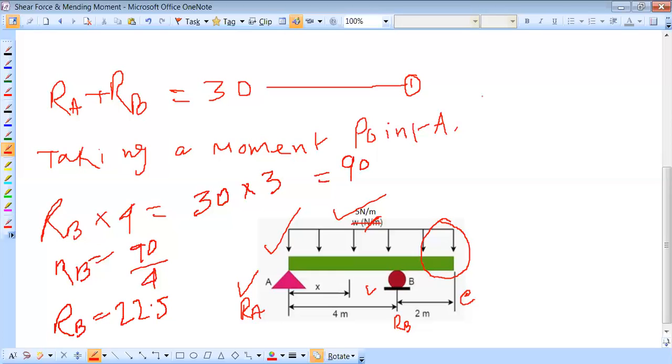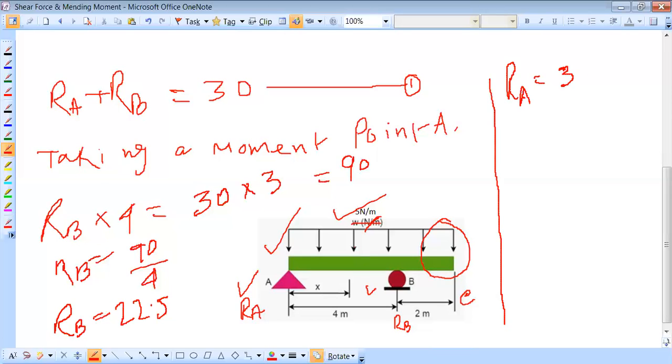In a similar way we can find out RB. Also, if we put the value of RB in equation number 1, then we can get the value of RA. So what is the value of RA? RA is equal to how much? 30.